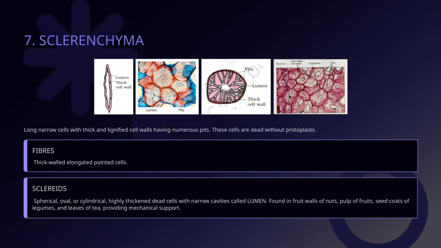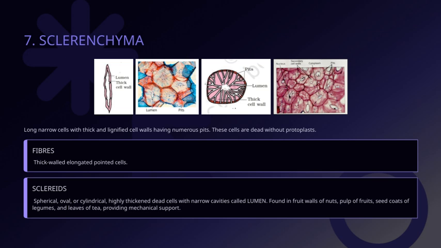Moving on, we have sclereids, which are a type of sclerenchyma. These cells are thick-walled, elongated, and pointed, adding to the hardness and toughness of plant tissues. They contribute significantly to the protective and structural qualities of the plant. Next, let's discuss fibers. These are long, narrow cells with thick, lignified walls that are rich in lignin, making them very sturdy. They contain numerous pits, which are small channels that facilitate the transport of substances. Importantly, fibers are dead cells without protoplasts, meaning they are fully specialized for support rather than metabolic activity.